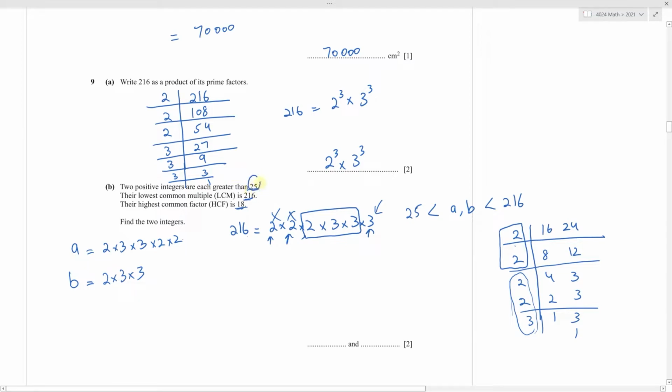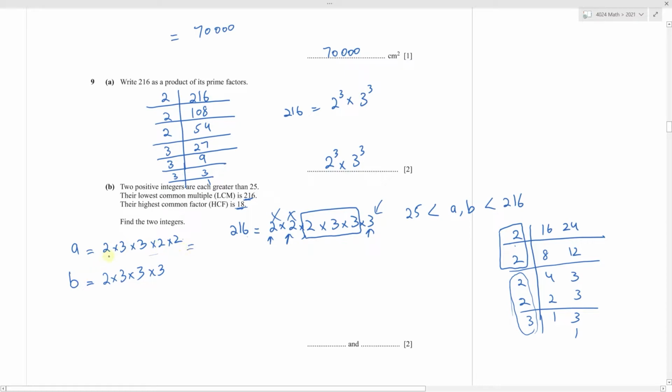Remember, we are told that both numbers are greater than 25. So this is 3 2s are 6, 6 3s are 18. So that means this 3 has to be here so that B is greater than 25. A is already greater than 25. So that's how you will find these two numbers A and B.